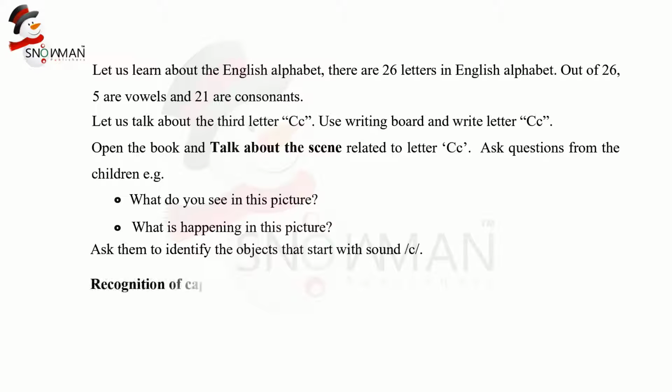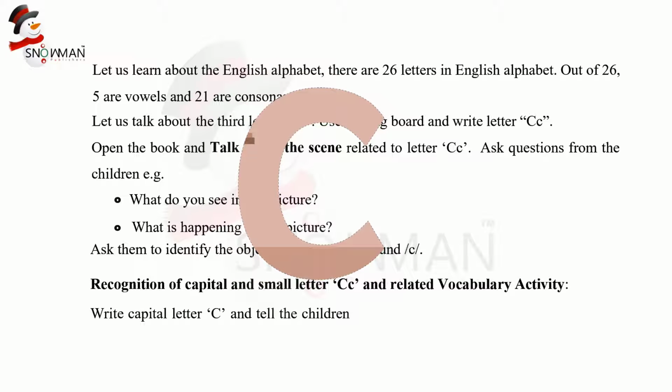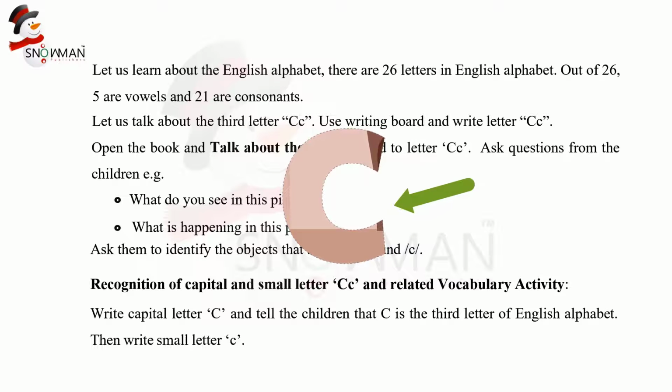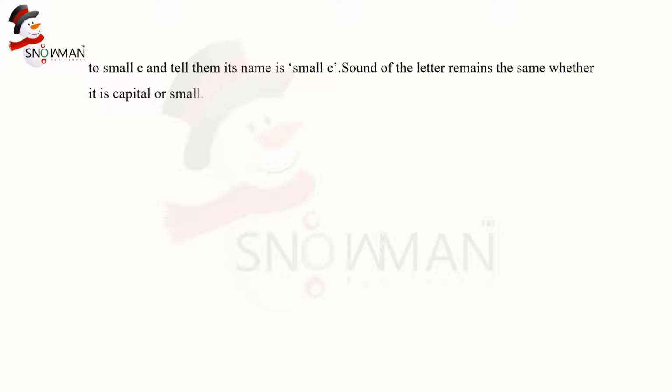The recognition of capital and small letter C and related vocabulary activity. Write capital letter C and tell the children that C is a letter of the English alphabet. Then write small letter C. Point to capital C and tell them that its name is capital C. Then point to small c and tell them that its name is small c. The sound of the letter remains the same whether it is capital or small.